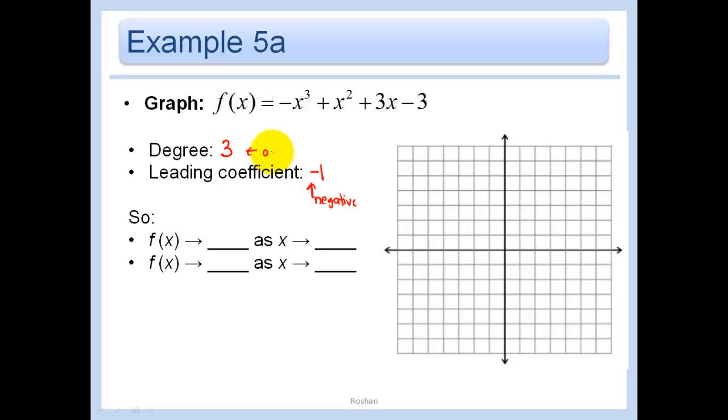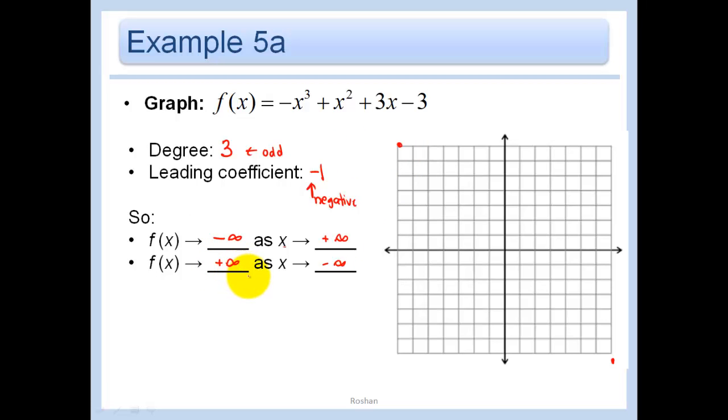The degree is odd and the leading coefficient's negative. So if you were thinking about a line with a downward slope, that means I'm going to start up here and I'm going to end down here. That's what all this means. So I can already fill out this part. As x gets huge, doesn't matter which way you start, what's happening to y? It's getting tiny. As x gets small, what's happening to y? It's getting huge.